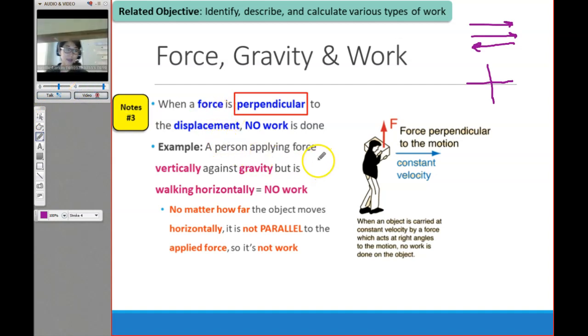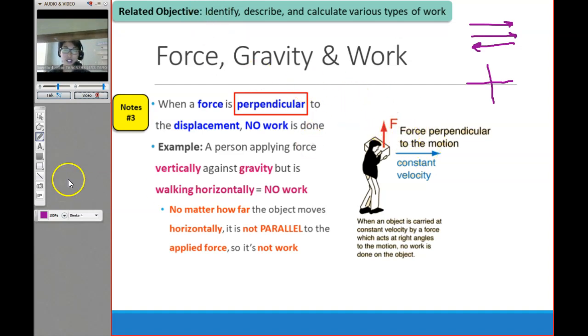So for example, if you are applying a force vertically against gravity, let's say that I am lifting up this book vertically against gravity, but I'm walking horizontally. So my displacement or my movement is horizontal, then there is actually no work done, which is kind of sad, right? Because you could be lifting a really heavy weight above your head, but if you're walking horizontally, you're not actually doing any scientific work, right? Which is a little bit sad.